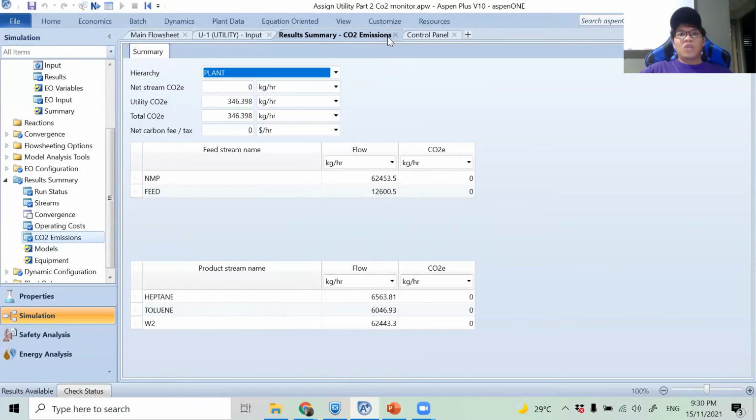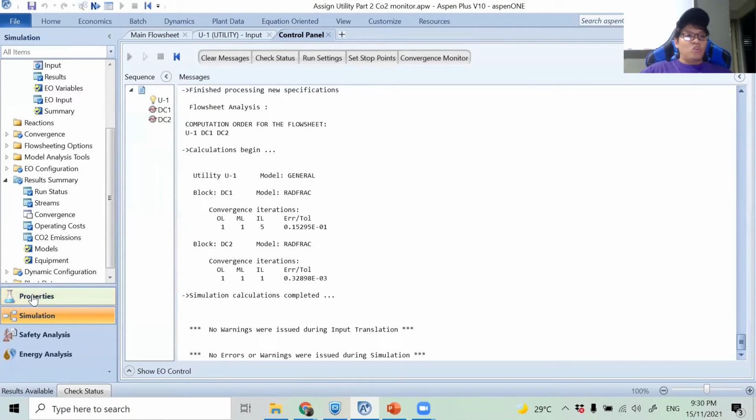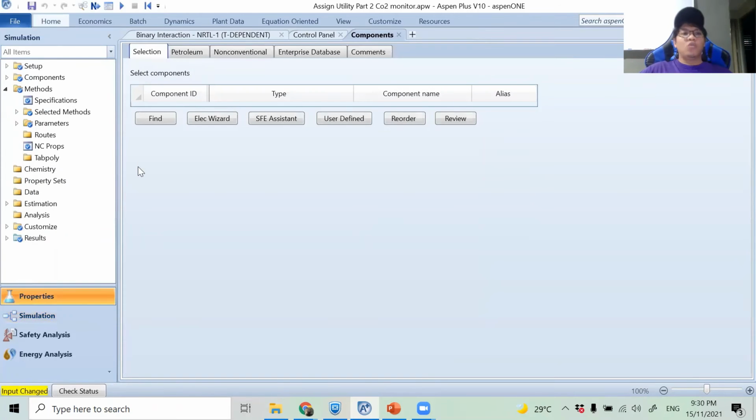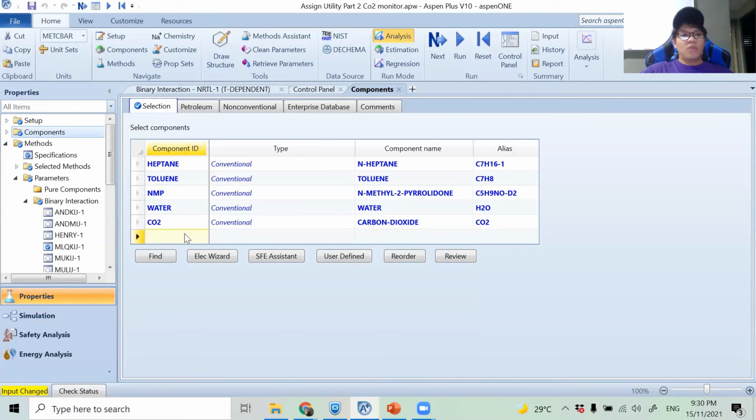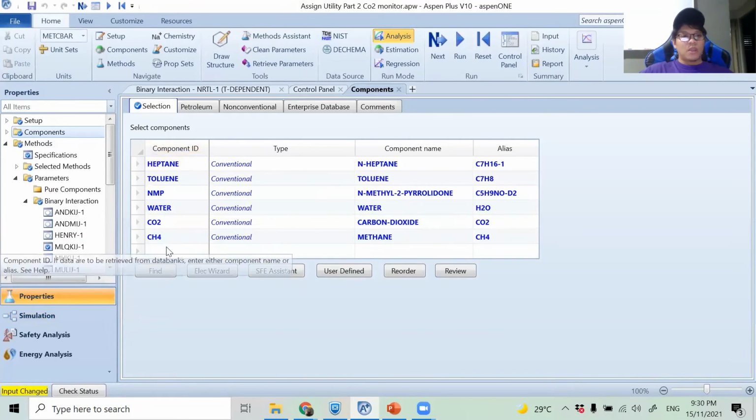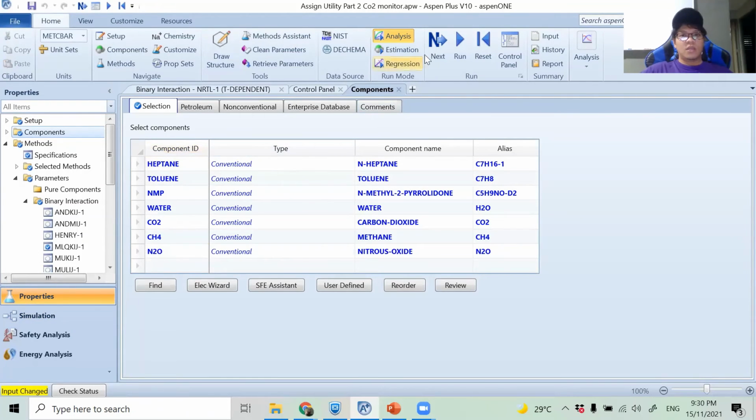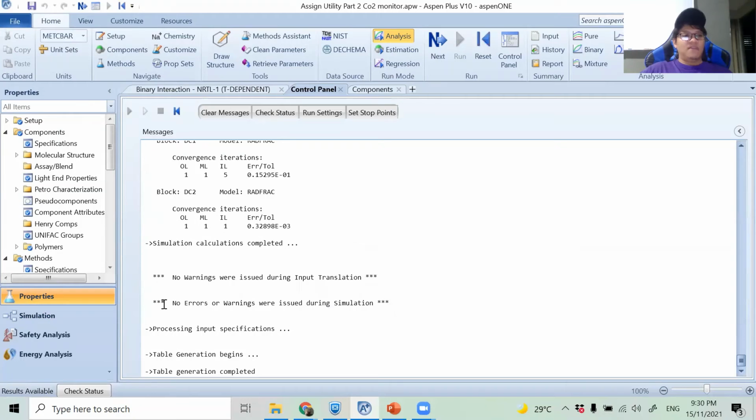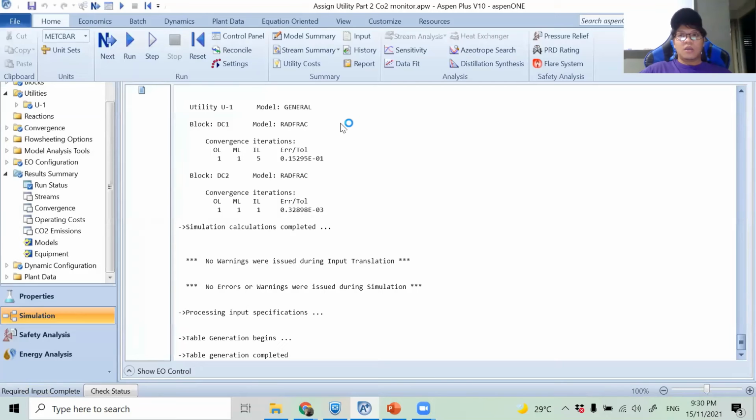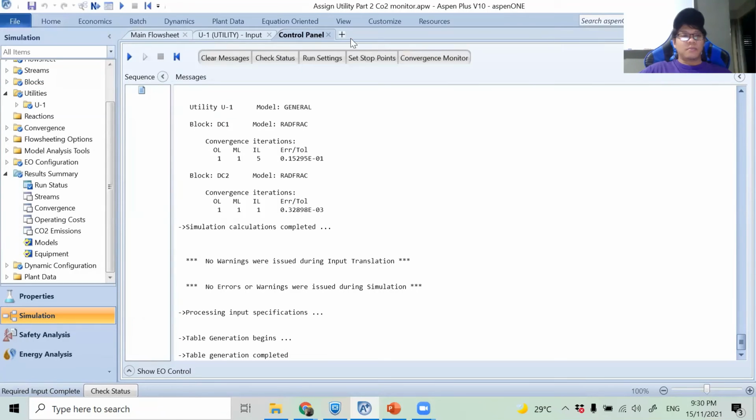So to do a quick demo, I'm going to go to properties. I'm going to add CO2, just to demonstrate, okay, CO2. I'm also going to add methane, CH4. I'm also going to add N2O, which is nitrous oxide. And then I'm going to hit next and just run the simulation. Okay, available, and then I go to my process flow sheet.